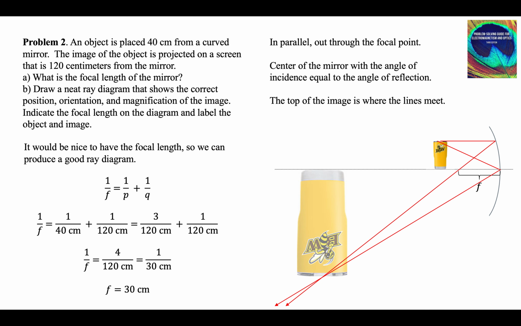There it is. We should expect a big image because the image is 3 times as far away from the mirror as the object. So the image should be about 3 times as big.